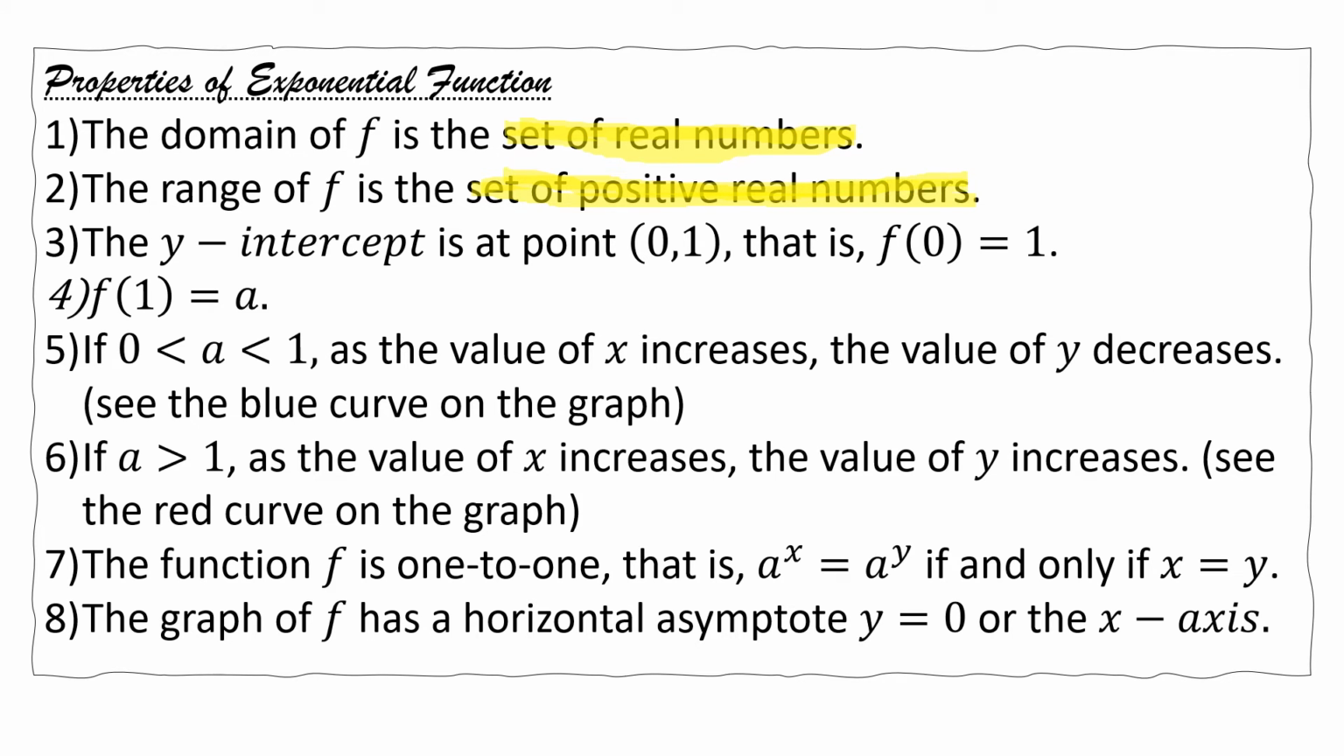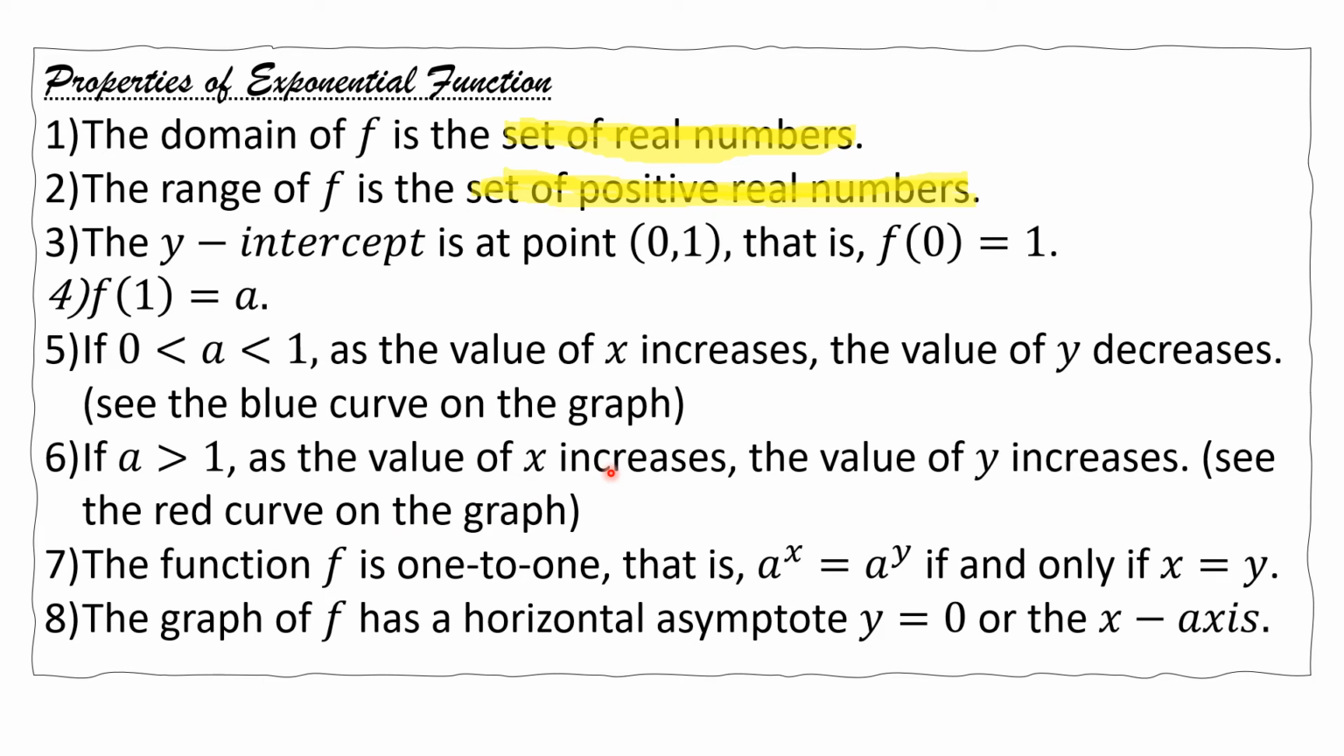Positive only. And the y-intercept is at point (0, 1), that is f of 0 is equal to 1. For number 4, f of 1 is equal to a. So in number 4, our base raised to an exponent of 1, the answer is the base by itself. For number 5, a is greater than 0 but less than 1. As the value of x increases, the value of y decreases.